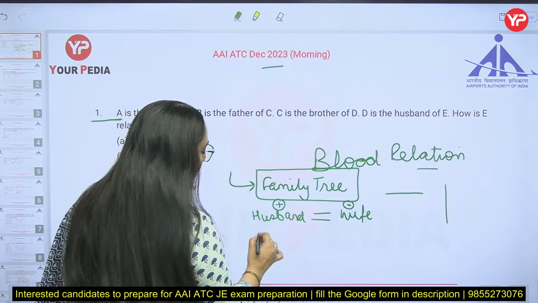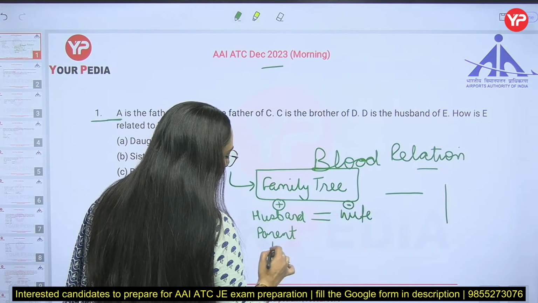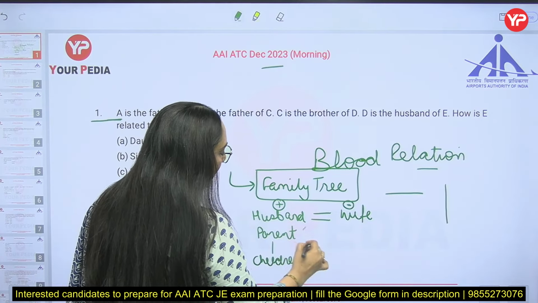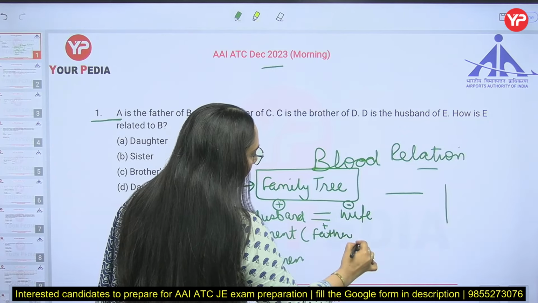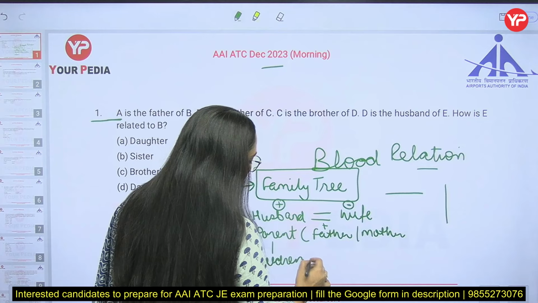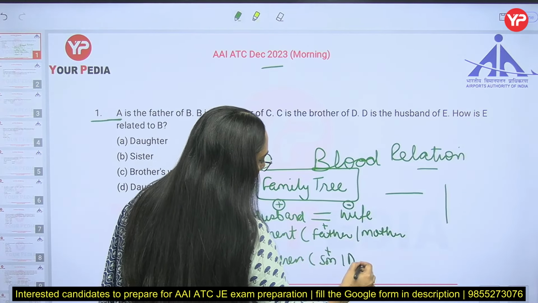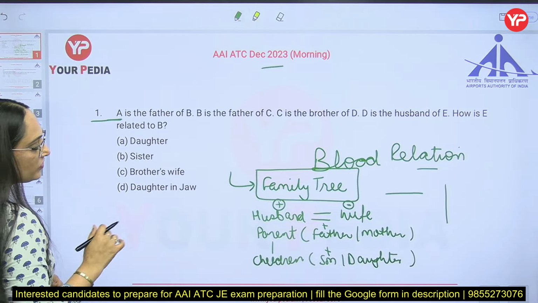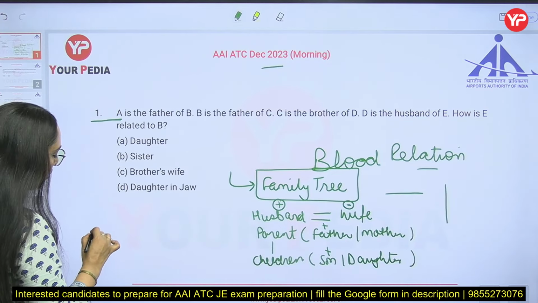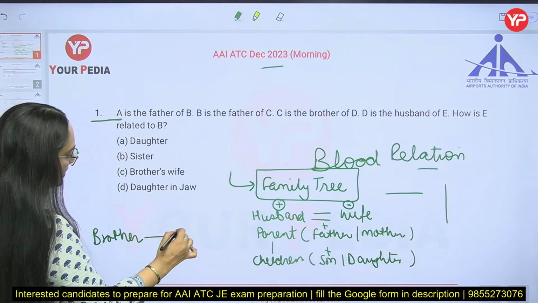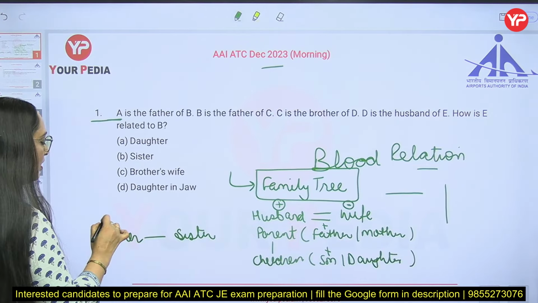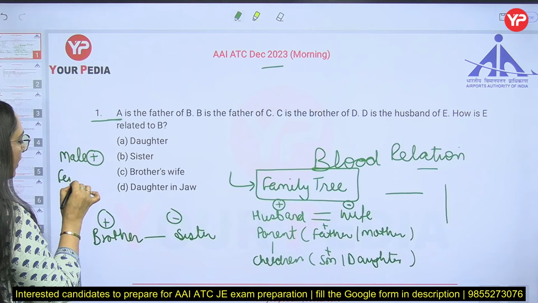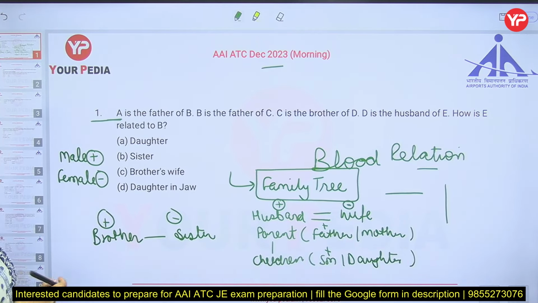Now they got married. The second relation is the relationship between parent and children. We use one vertical line to draw a relationship between parent and children. Parent can be father or mother, and children can be son or daughter. The next relation in a family is the relationship between siblings. We use one single line to draw a relationship between brother and sister. And we use two signs: for male, we use a plus sign, and for female, we use a minus sign. So let's draw this question.